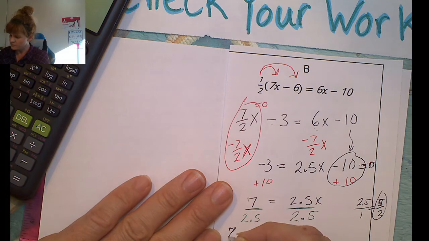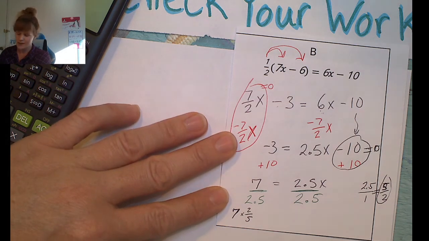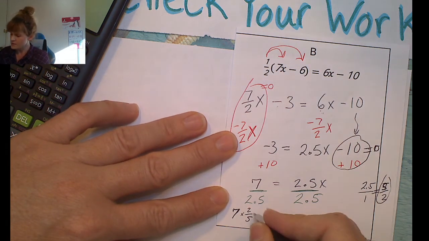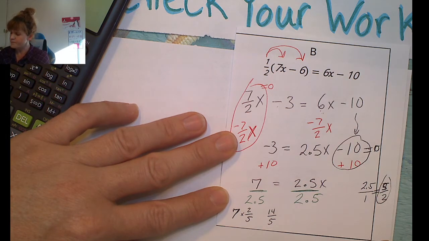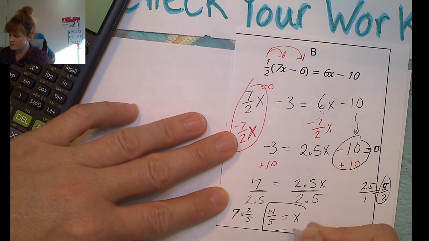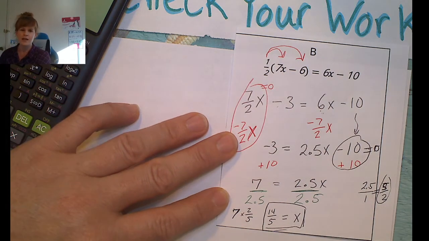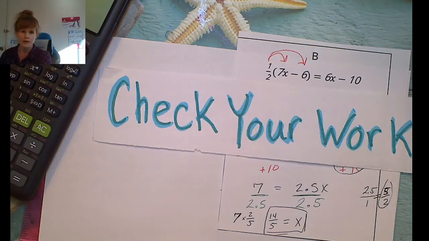7 divided by 5 over 2 is equal to 7 times 2 over 5. If you don't believe me, you better go through your fractions again. 7 times 2 over 5 is 14/5. Okay, I got 14/5 for x. X equals 14/5. Now, it's very important that I check my work, and you better check your work too.